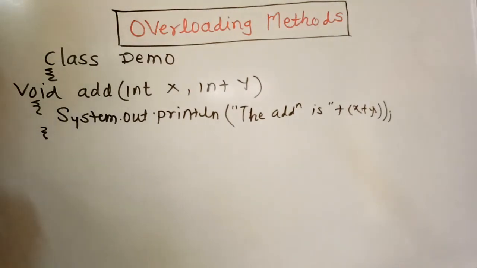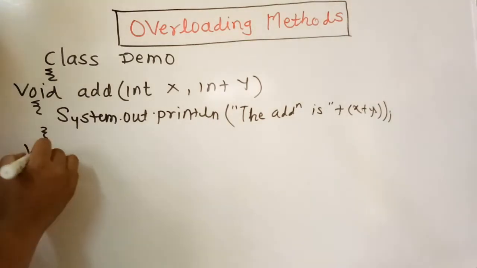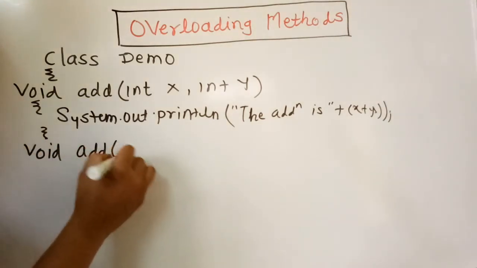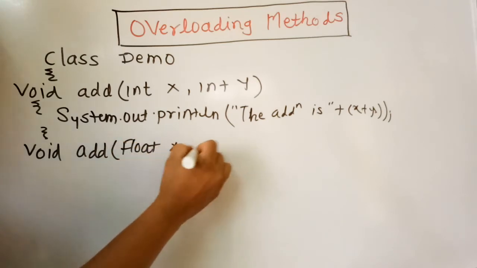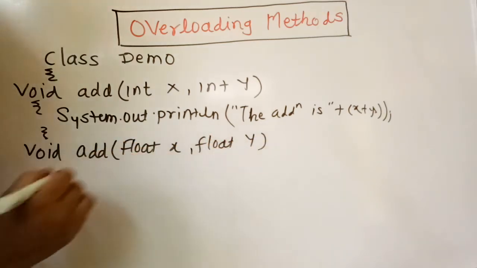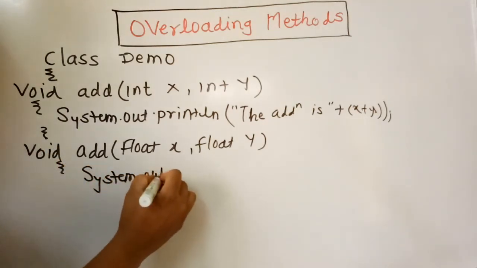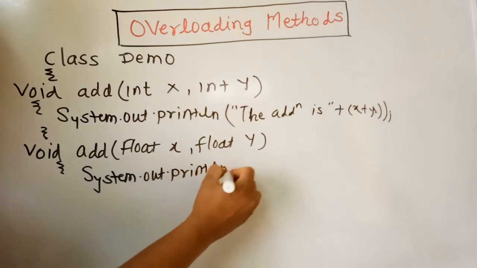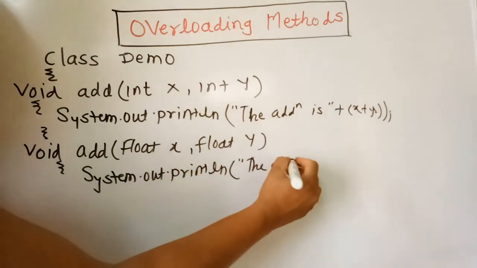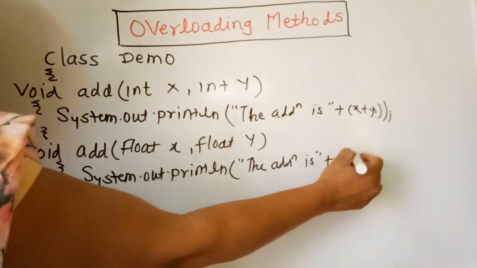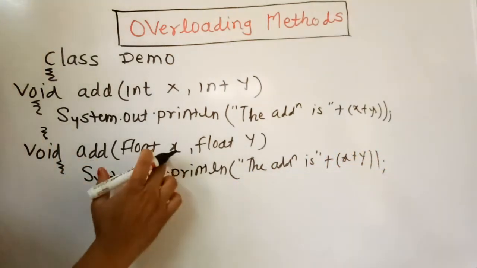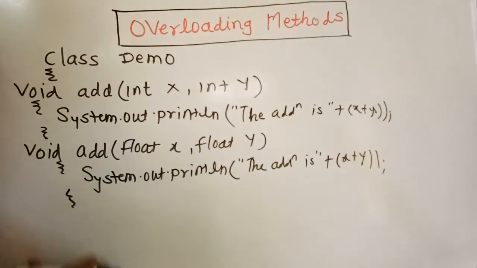Now it is the completion of the first function. Again I am taking the add function with parameters of float type x and float type y. Again I am printing the addition of it, like System.out.println, the addition is plus x plus y, but it will give the addition in floating form. Similarly, we can take a mixing of integer and float for the addition. I will stop here and demonstrate how to call it in a main method.